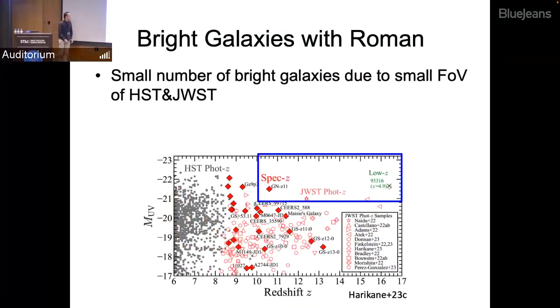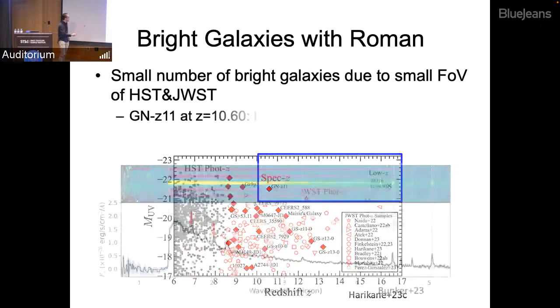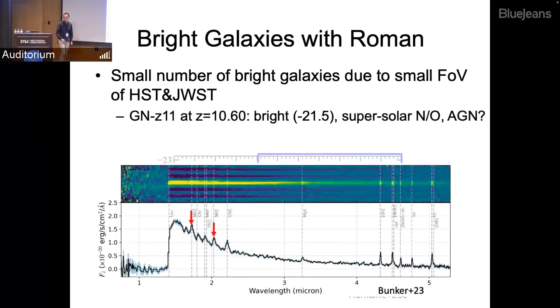So far, JWST is finding many galaxies. However, regarding the bright galaxies, there are only a few, a very small number of galaxies. This is because HST and JWST, as imaging observations, have a very small area due to the small field of view of the HST and JWST imaging instruments. However, these bright galaxies are very interesting. For example, this one, GNZ11, is a spectroscopically confirmed galaxy at redshift 10.6.